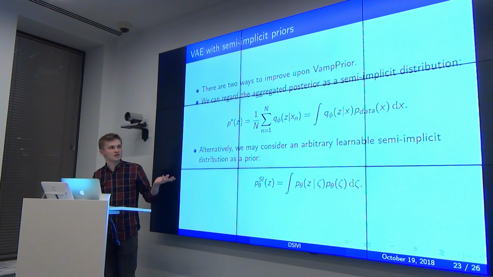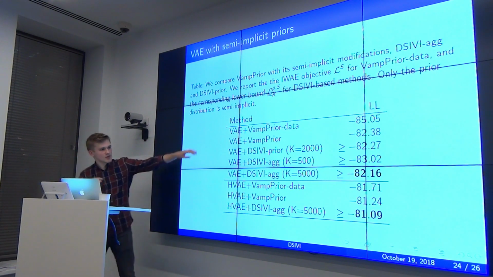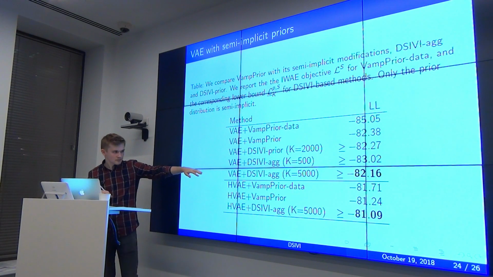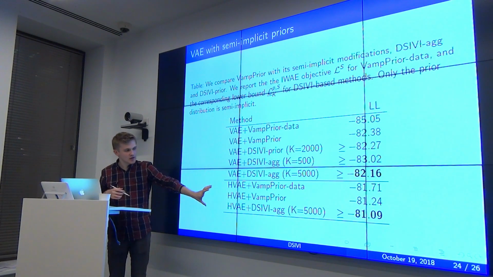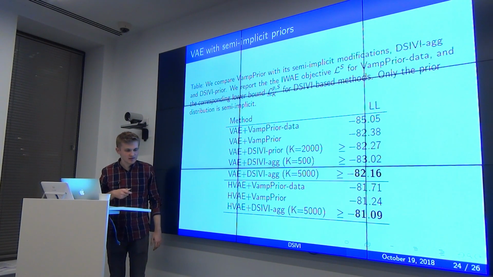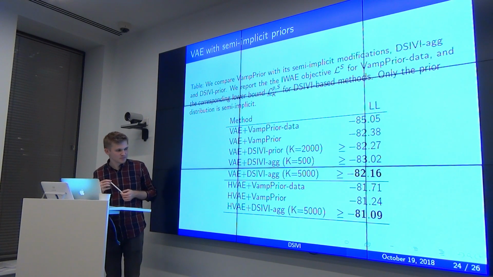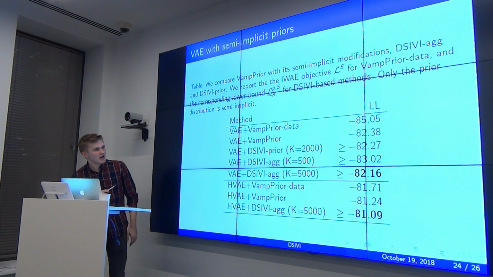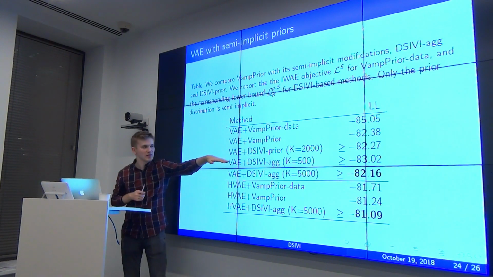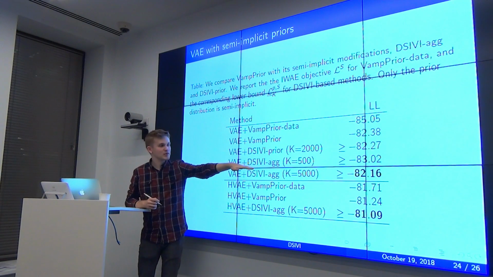Yeah. So we can experimentally compare the two approaches, and we did that. So here are the results from the VampPrior paper. The first part of the table is for a vanilla variational autoencoder. The second part is for the hierarchical variational autoencoder, which is introduced in the VampPrior paper. It's a little bit different from the autoencoder that I drew on the blackboard, but basically what we have here, DCV prior is the one that has the fully trainable prior, and DCV aggregated is using the approximate posterior net.